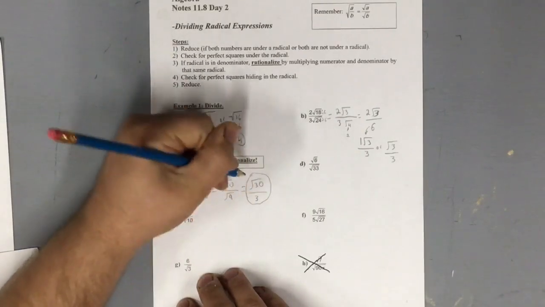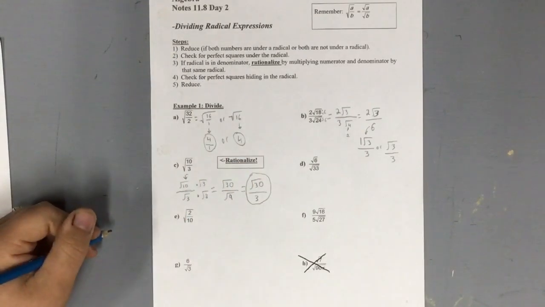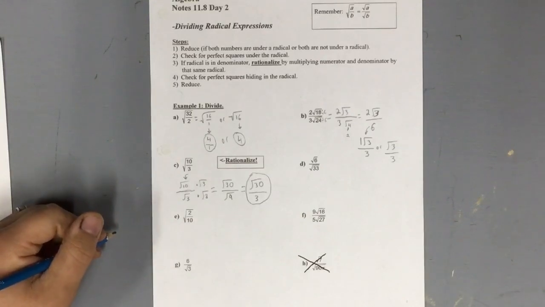The goal of rationalizing is to just make sure that your denominator is a whole number. So what we do is we increase the size of the numerator by multiplying so that we can divide by a nice whole number. That way we're not dividing an irrational number by an irrational number.